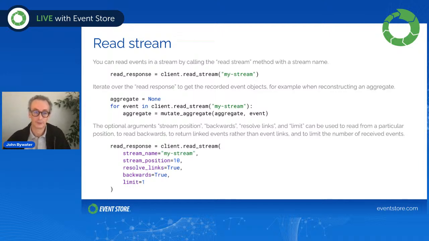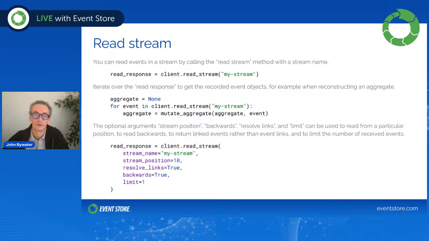And then the next important thing that we really want to do is reading a stream. If we want to reconstruct the state of an aggregate from events that have been recorded, we need to read the stream. We need to get the events for the aggregate from its stream. So we can read a stream by calling the readStream method with a stream name, and then we can iterate over the read response to get the recorded event objects.